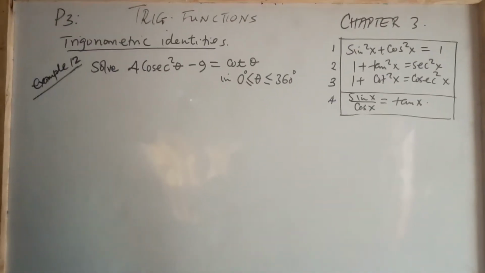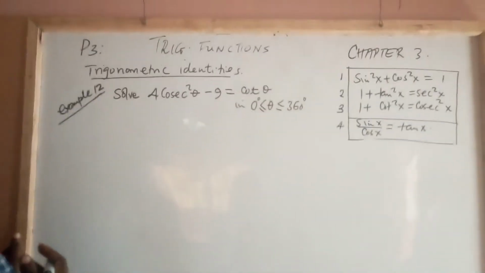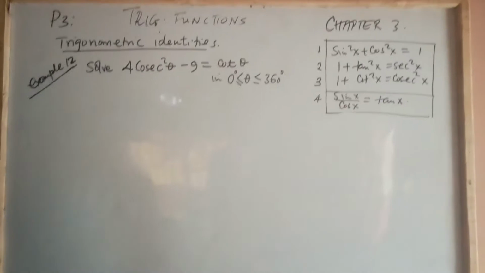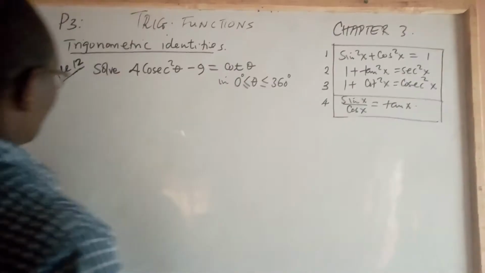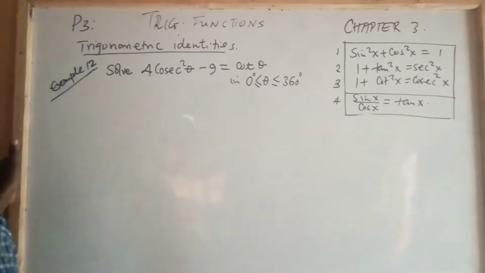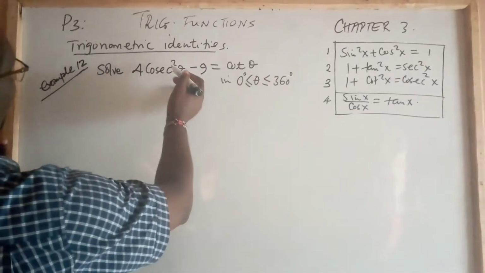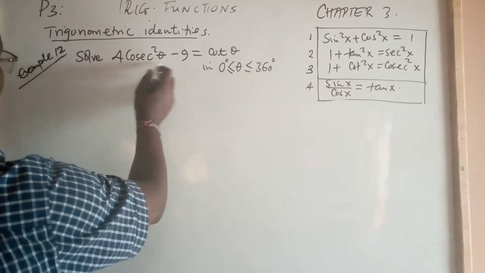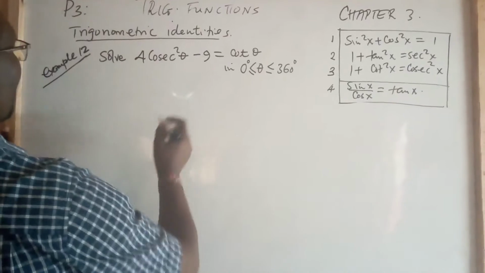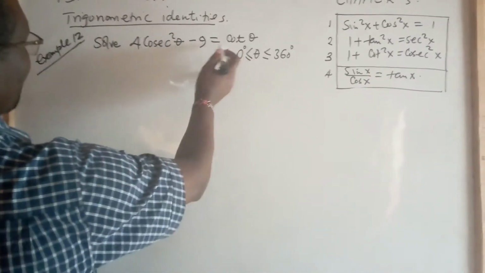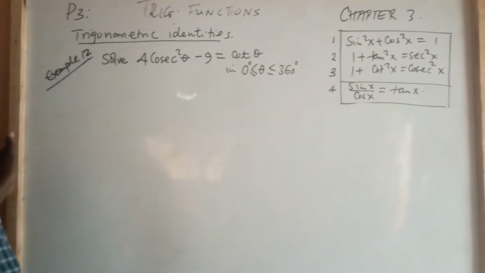Example 12, we are going to learn how to use trigonometric identities to solve equations. And we are expected to solve 4 cosec squared theta, and this is where we are going to dwell around, minus 9 is equal to cot theta.